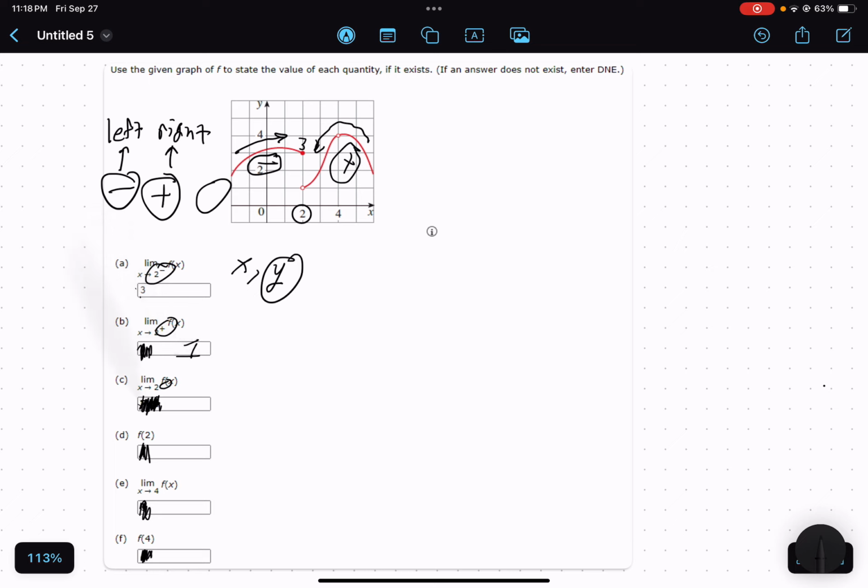Then you look over here, it says the limit as x approaches 2, but there is no negative or positive sign. So what does that mean? Well, when you don't see any of these, it means it's considering both limits.